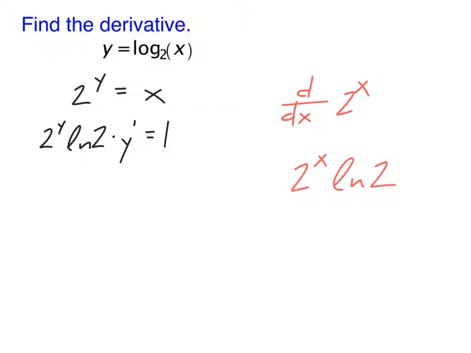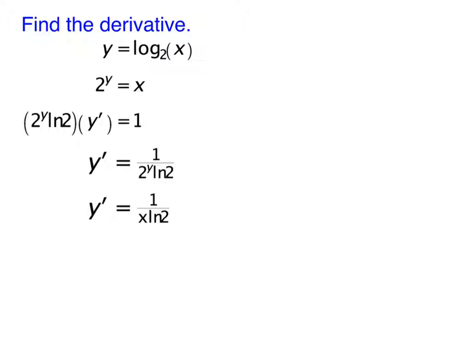Now we have to divide both sides by 2 to the power of y ln 2. So it's just 1 over 2 to the y ln 2. Can we simplify that? Last step, once we've divided both sides by 2 to the y ln 2, remember 2 to the y equals x. And so I replace the 2 to the y here with x.